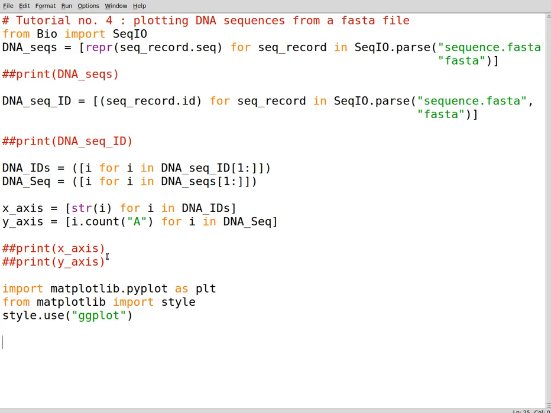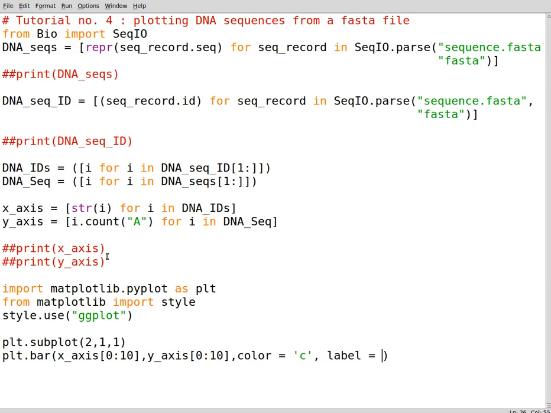So our first plot is going to be a bar chart, and we use a subplot. So write down plt.subplot. The grid that we supply is two rows, one column, and this is the first plot. plt.bar gives us a bar chart. We have the x-axis data, and we need to show the first 11 data, and the y-axis goes the same, 0 to 10. Let's set the color first. The color of the bars, let's say cyan, and our label is adenine count.